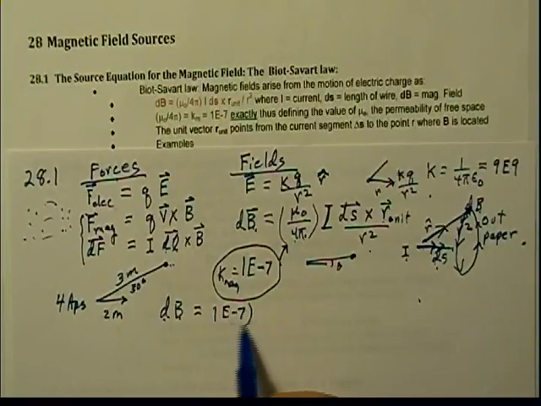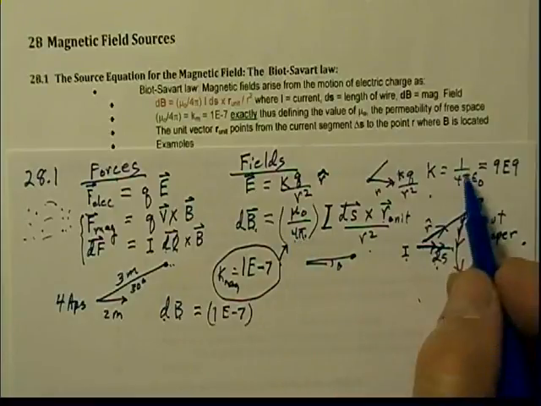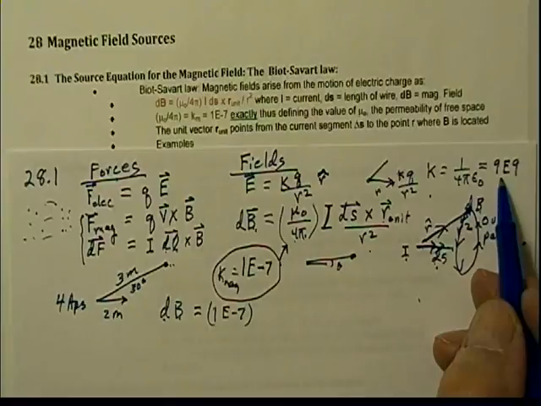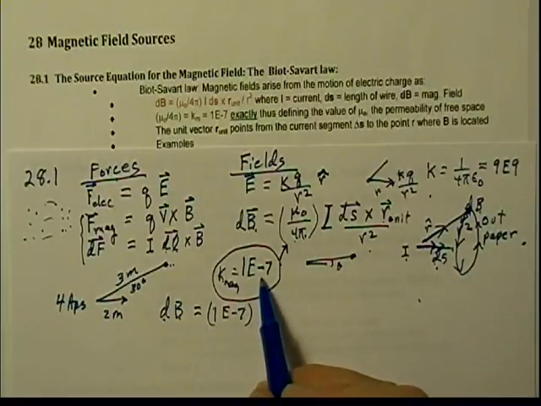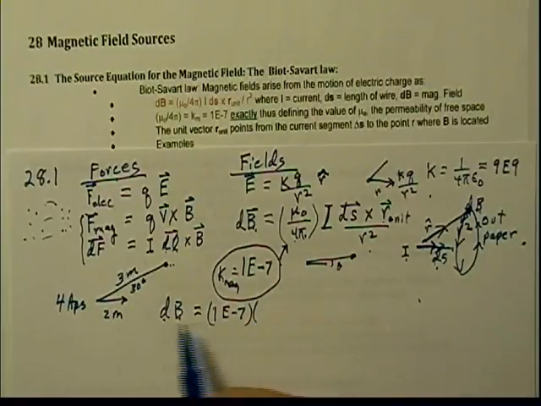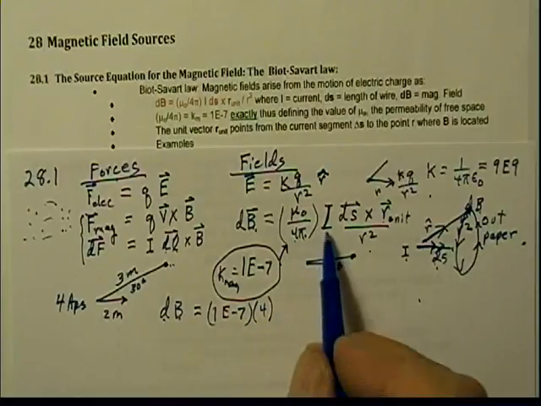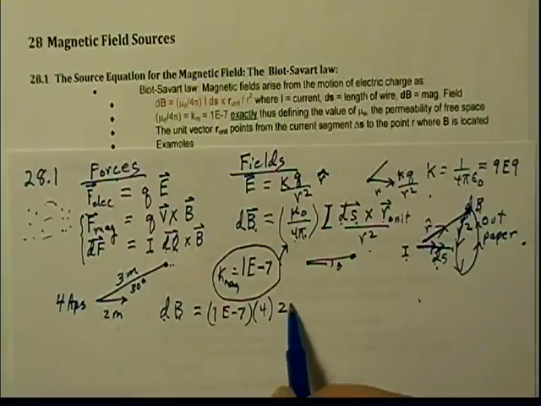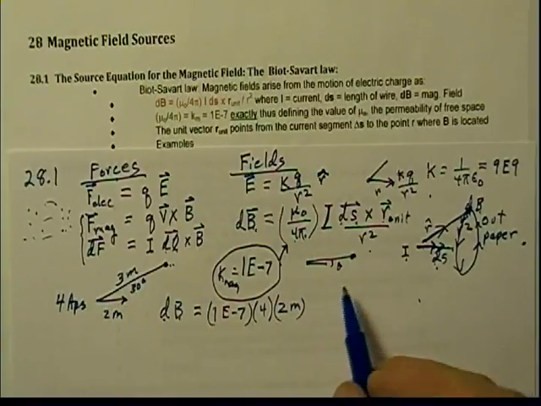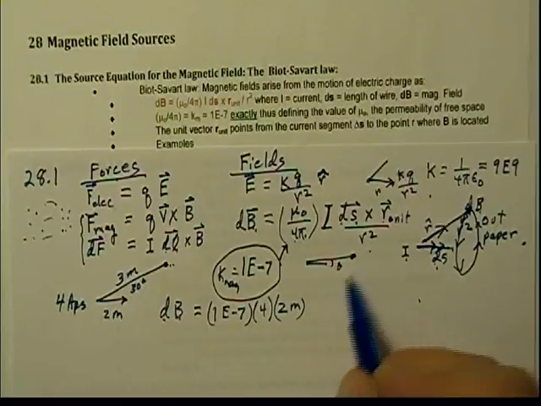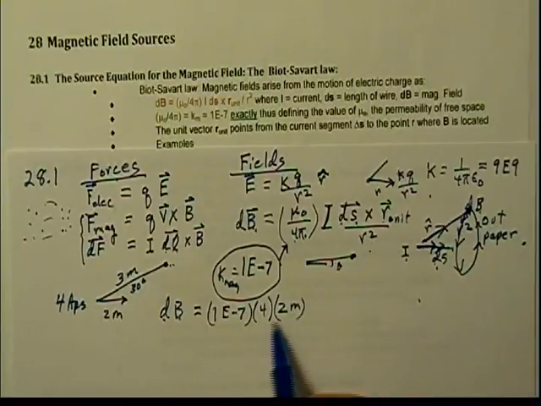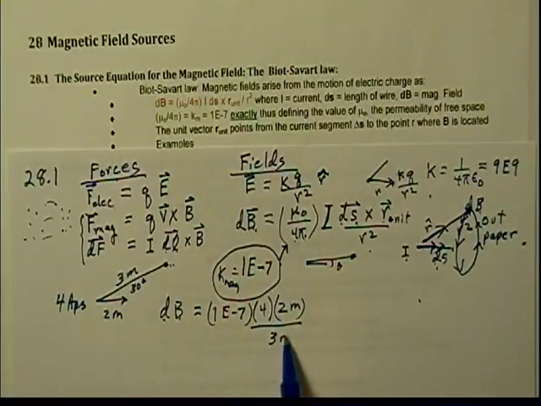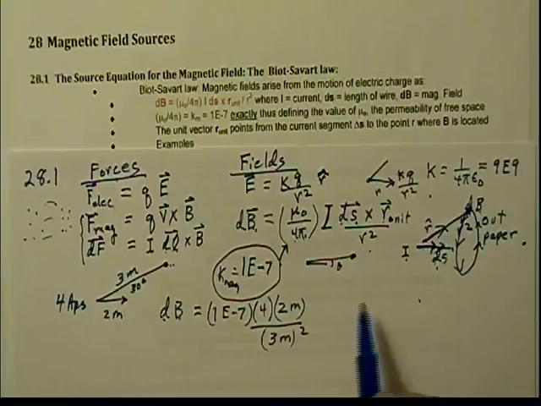1 e to the minus 7th, that's the constant in front, exactly like our 1 over 4 pi epsilon naught. Now remember, that number was not exact, but this one is absolutely flawlessly exact. Times our current is 4 amps, times our infinitesimal length. It's 2 meters long, not quite infinitesimal, but good enough. It's a little straight wire. And I have to divide by the distance squared.